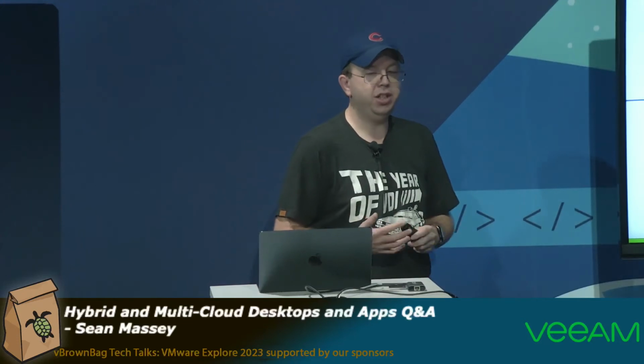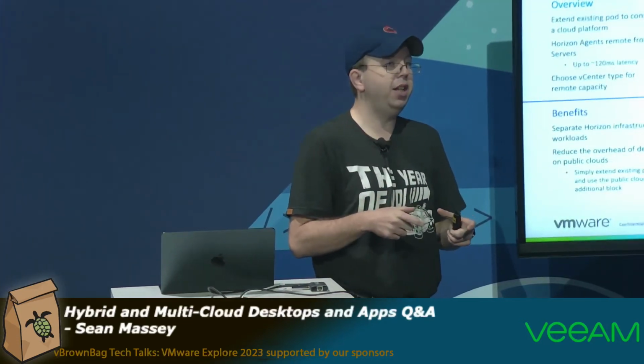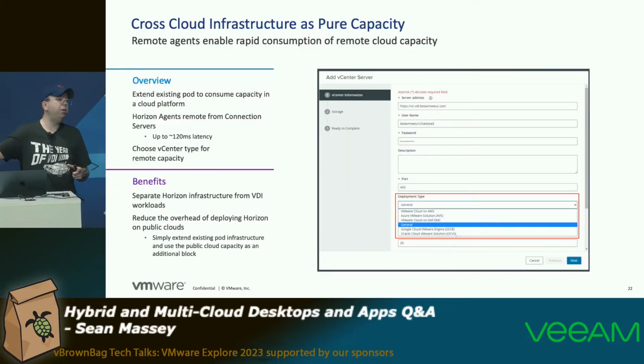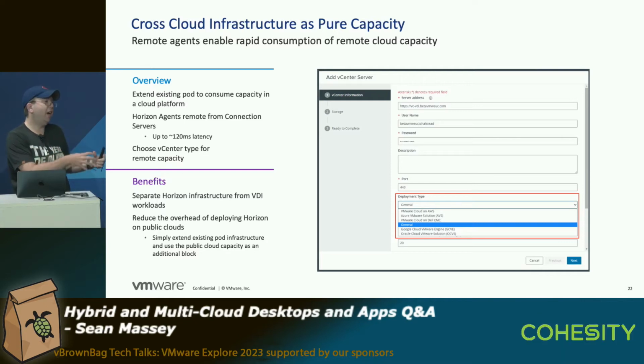Now, we have one other way we can do a federated model, and that's what we call remote vCenter and remote agents. So we have the ability to take an on-premises Horizon environment and connect it to a remote vCenter in another location. And then we can provision against that SDDC in that remote location. So we can extend our on-prem environment without having to deploy a whole second Horizon pod.